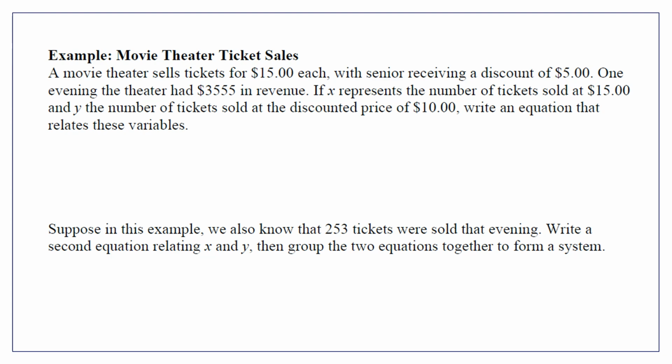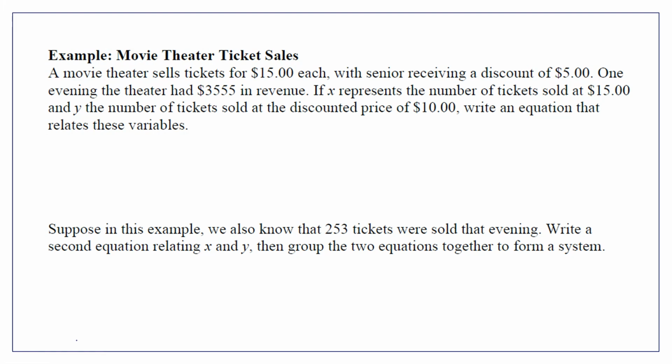A movie theater sells tickets for $15 each, with seniors receiving a discount of $5. One evening, the theater had $3,555 in revenue. If X represents the number of tickets sold at $15 and Y the number of tickets sold at the discount price of $10, write an equation that relates these variables.